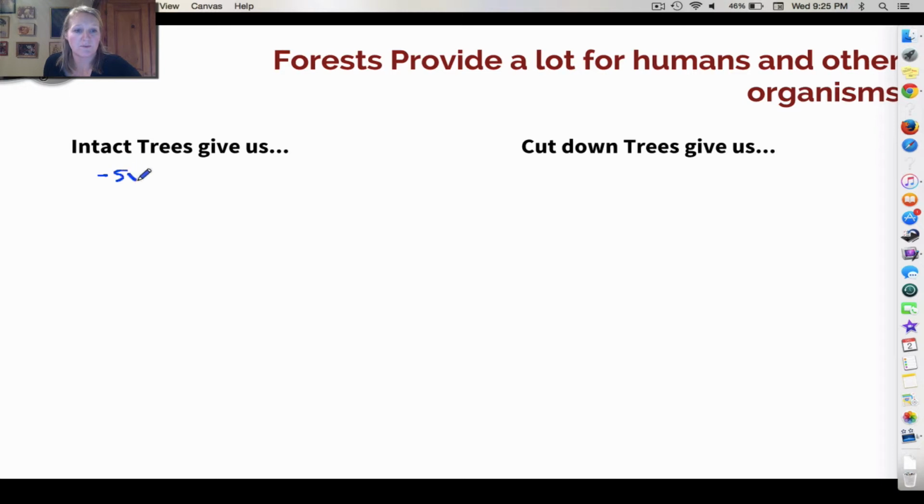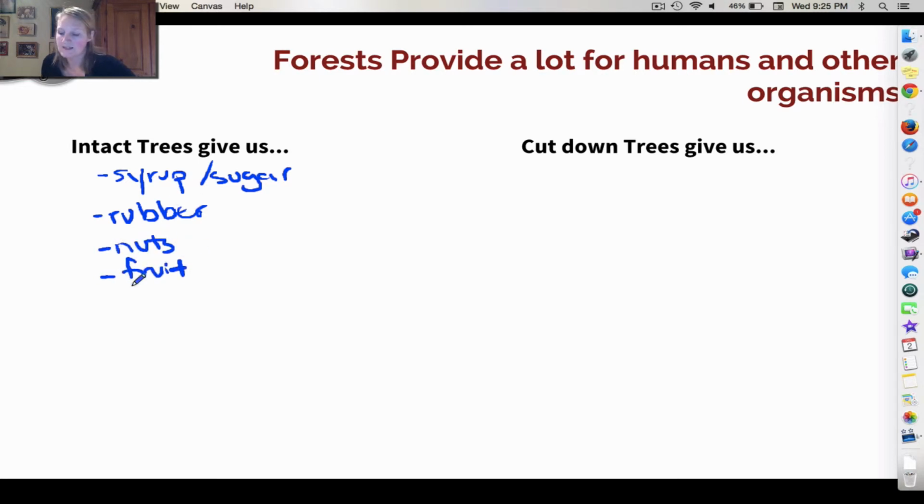They provide syrup, of course, right? Syrup, sugar, which is a big one. They provide rubber. We don't have to cut down trees in order to get rubber from them. They provide nuts and fruit. Intact trees also provide medicine a lot of the time. They provide oxygen. They do that whole recycling of our carbon emissions, which is important.